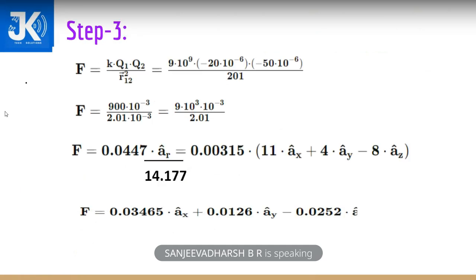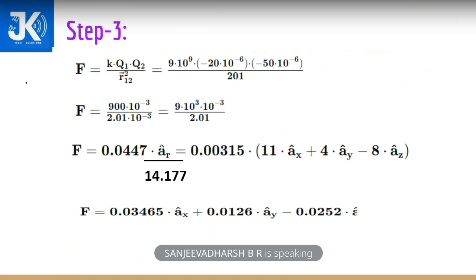In step 3, we are applying Coulomb's law. After applying Coulomb's law, F equal to k q1 q2 by R12 square. Then we are just applying the formula. After applying the formula, we need it not in this normal form, we need it in vector form. So for that I have used the AR cap. AR cap equal to AR vector by modulus of AR vector. After applying this, we are getting 0.0315 into 11ax plus 4ay minus 8az vector. So finally, we are getting the force as 0.03465ax plus 0.0126ay minus 0.0252az vector. So this is the answer we need to verify in Matlab.